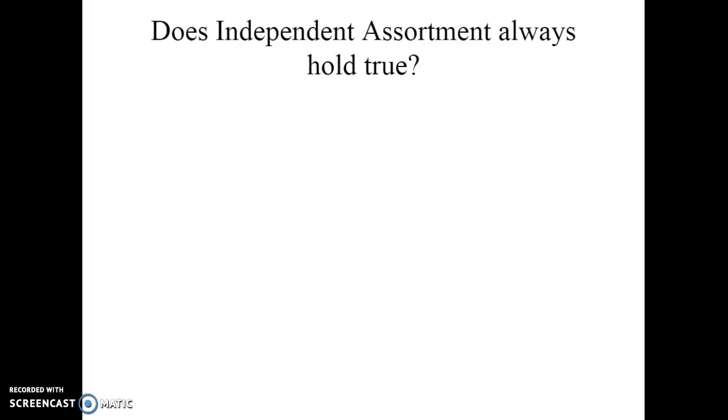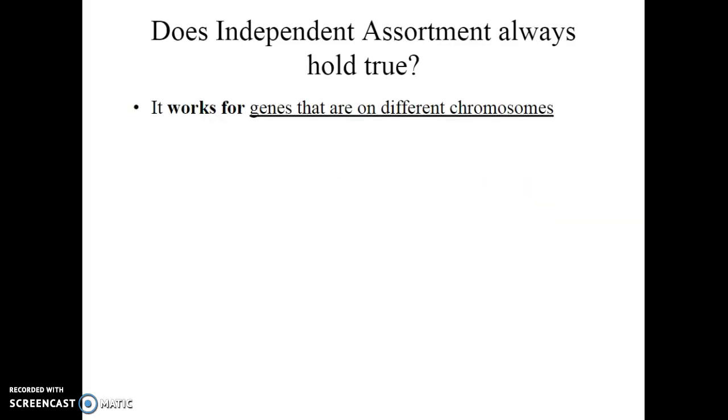Mendel picked or noticed this pattern because he was looking at genes that do separate themselves independently, but some of the traits he looked at did not do that. And so the answer, of course, to this question is no, independent assortment does not always hold true. So it only works for genes that are on different chromosomes.